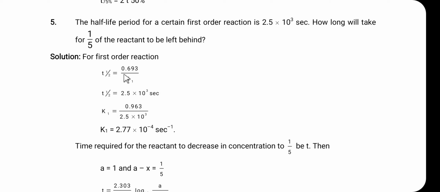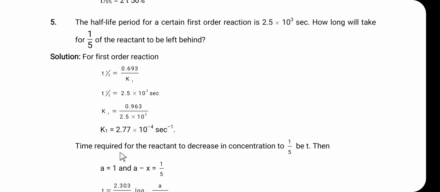So, T1 half is equal to 0.693 divided by K1. So, T1 half is given 2.5 into 10 raised to 3 seconds. So, K1 is equal to 0.693 divided by 2.5 into 10 raised to 3. So, here K1 is equal to 2.77 into 10 raised to minus 4 per second, because here the half life is given in seconds. So, the unit for the velocity constant is per second.